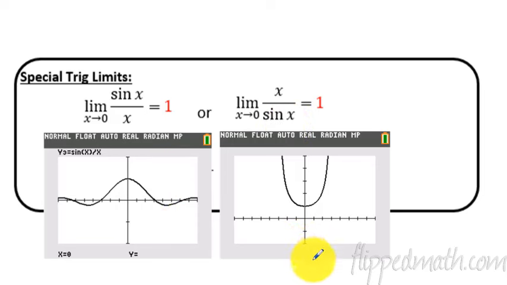Here are the graphs. You do not need to know the graphs. I just put them here so you can get a quick little visual representation. As we approach 0, you can see the point is approaching this value, which is 1. And same thing on this one. It's approaching a value of 1. Again, you don't need to know what the graphs look like. You just need to memorize what these things equal.